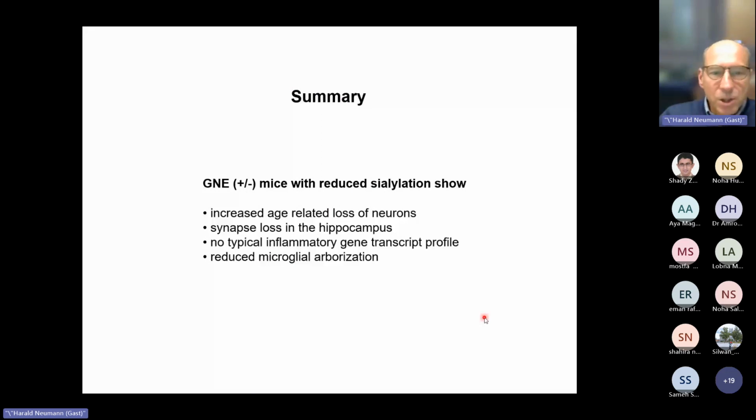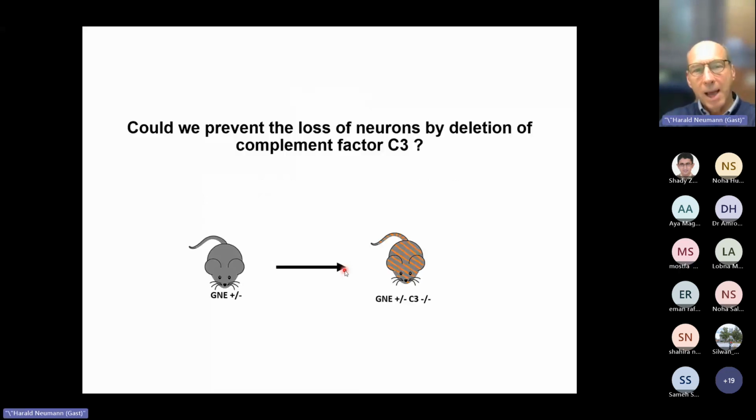If we summarize this, the GNE mice with reduced sialylation show increased age-related loss of neurons, synapse loss in the hippocampus, but no typical inflammatory gene transcript profile, and reduced microglial arborization. So the story was not at the end for us. Our in vitro data showed that complement is involved in removal of synapses and neurons. So we were asking, could we mimic this also in the mice?